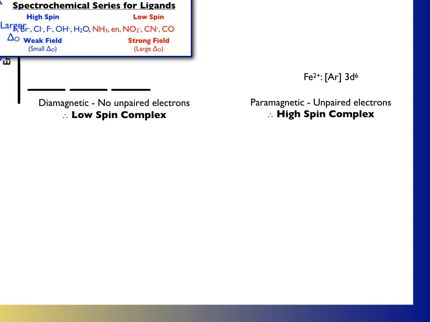Since we know that this complex is a low spin complex, we know that it takes less energy to pair the electrons up in the same orbital than it takes to actually put the electrons in a higher energy orbital. Therefore, we just go back and pair up the 3 electrons with the remaining 3 electrons.